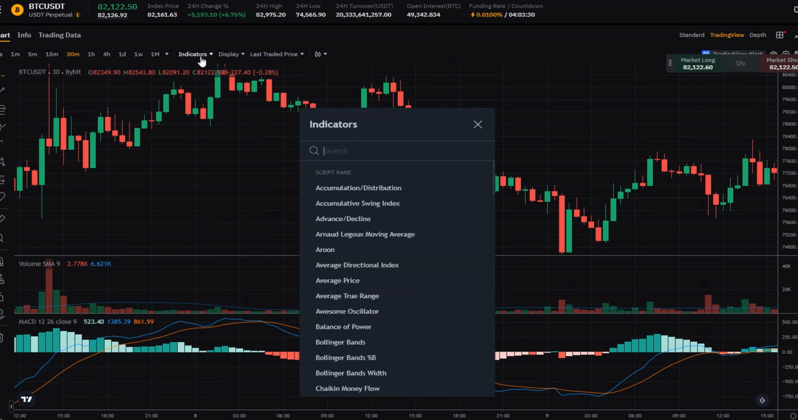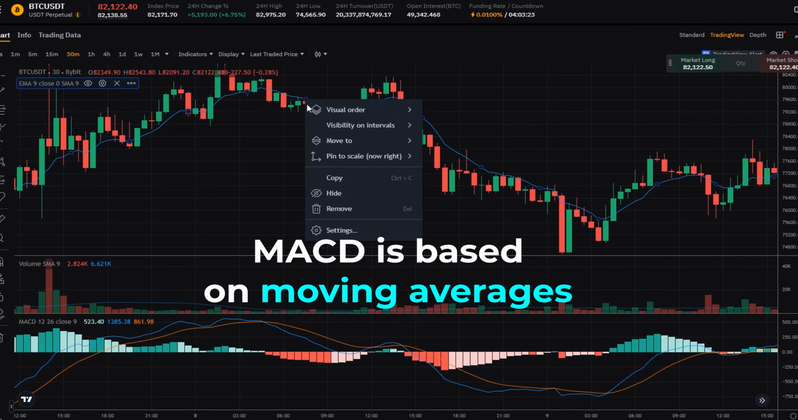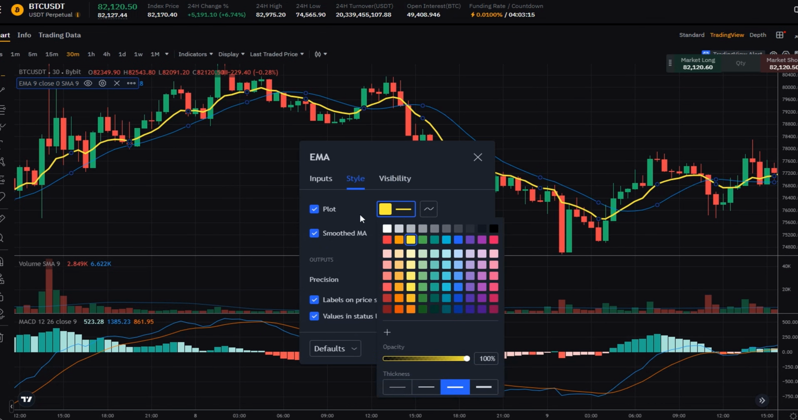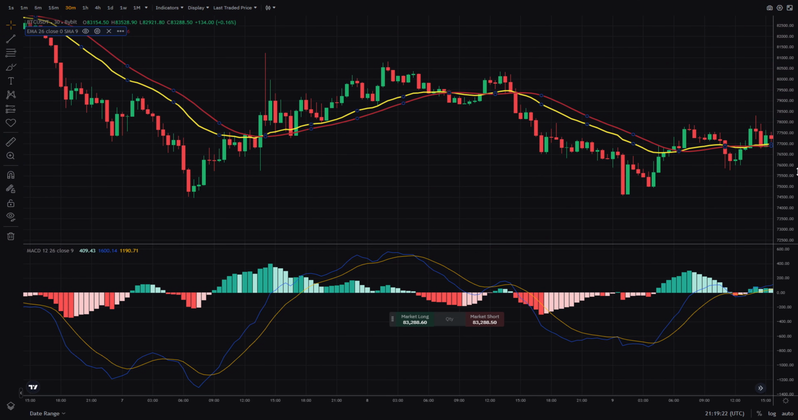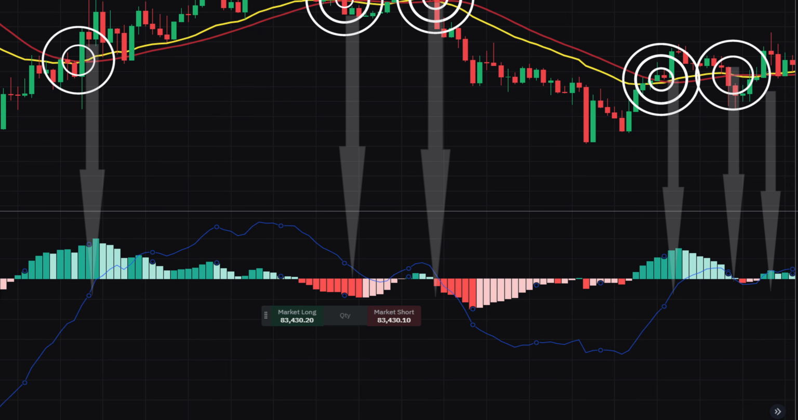MACD versus simple moving averages. You might be wondering, since MACD is based on moving averages, why not just use moving averages directly? Great question. Let me show you a quick comparison. I've set up two exponential moving averages, one with a 12 period and one with a 26 period, exactly what MACD uses internally. What you'll notice is this: when these two MAs cross each other, we also get a reaction on the MACD, but the MACD line is crossing the zero line, not the signal line.